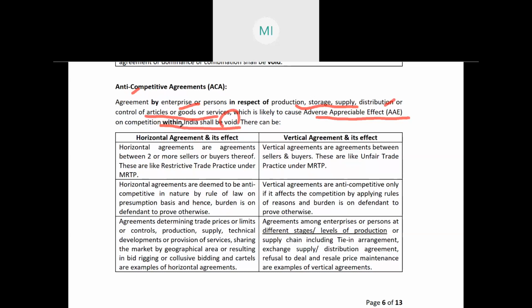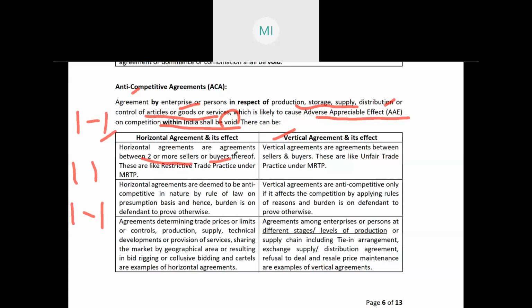First, you should understand what the types of agreements are. There can be a horizontal agreement, there can be a vertical agreement. A horizontal agreement is between players at the same level. Say, for example, Maruti is a car manufacturer, Honda is a car manufacturer. You can think of Mahindra as a car manufacturer and Ford as a car manufacturer having an agreement. Same way, Maruti and Toyota have an agreement. These kinds of agreements are called horizontal agreements, that is, between two or more sellers or two or more buyers.